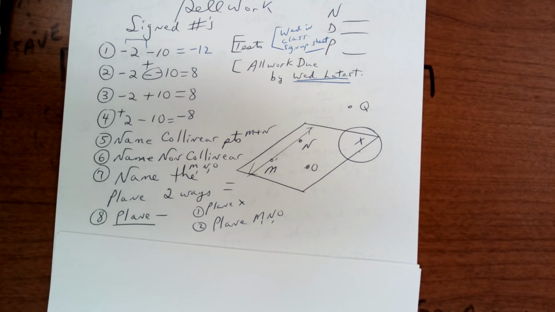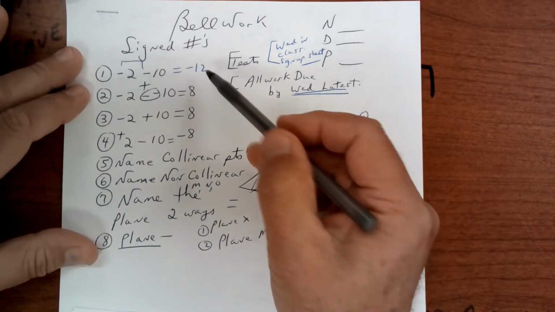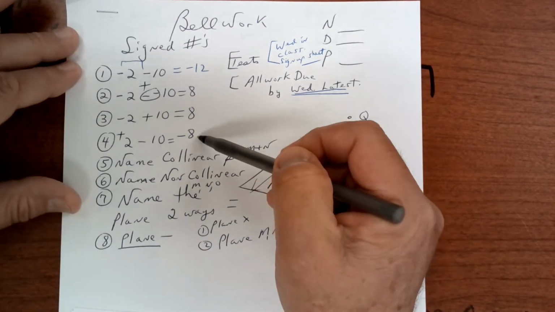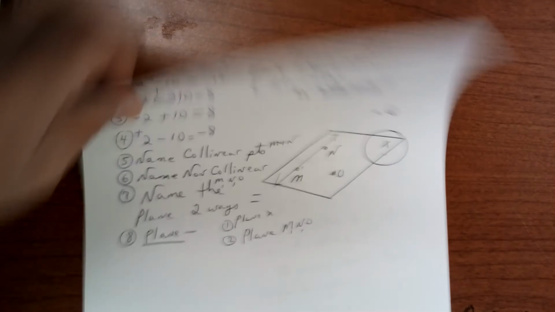And this is EOC review stuff. Make sure you know it. If you missed any of these sign numbers, get on YouTube and look up sign numbers and have someone teach you. Or go to tutoring, Tuesdays and Thursdays in the Media Center.